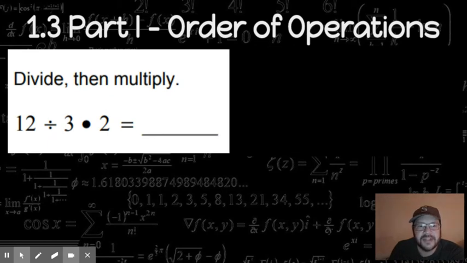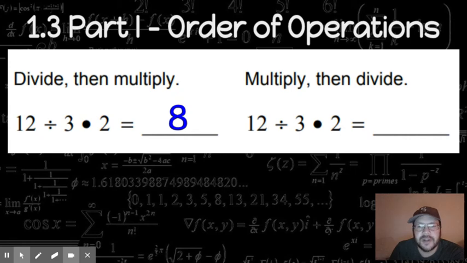All right, moving on. That dot you'll see more frequently instead of the x for multiply, so that is written out as 12 divided by 3 times 2. So first, divide the 12 by 3, and then multiply by the 2. What do you get? All right, so 12 divided by 3 is 4, times 2 is 8.